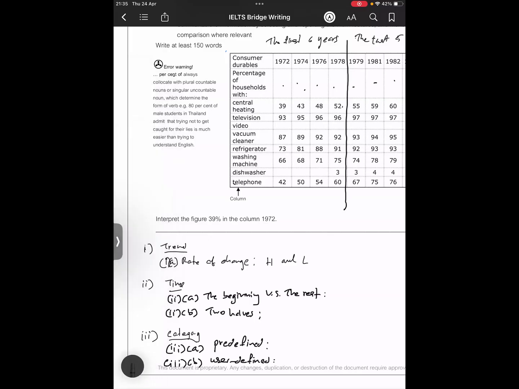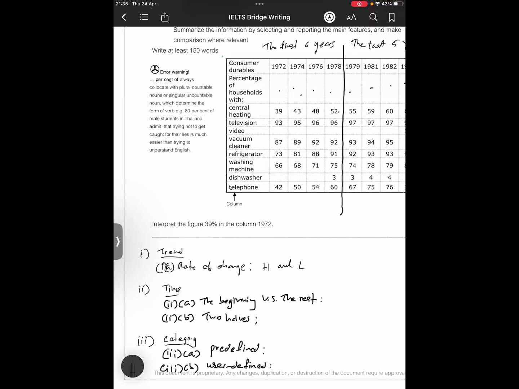So what is predefined category? Predefined category is a category that has already been done for you. Whereas user defined is a category that you do yourself. All right, no work has been done for you.